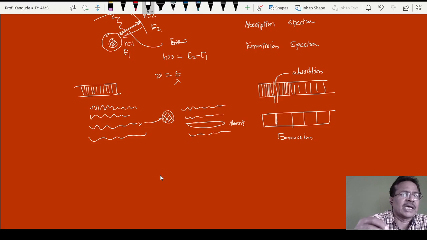Some of the radiations are absorbed, some of the radiations are emitted. The radiations which are emitted, that is what we call the color of that particular object.